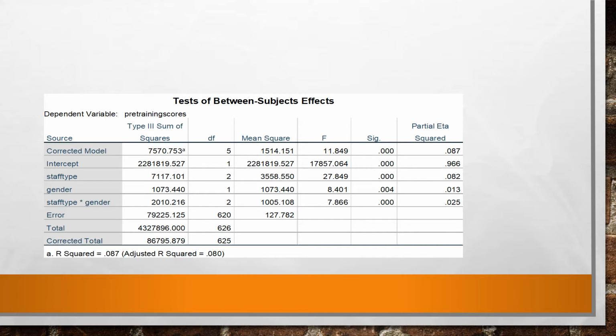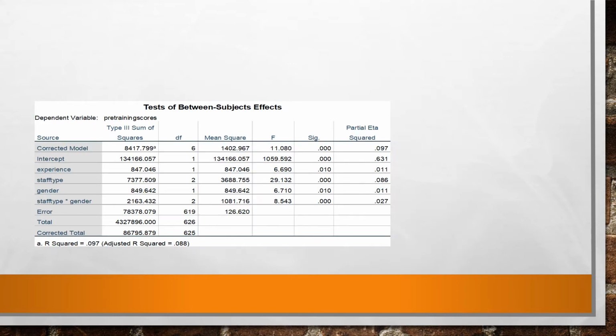As you see listed here, for staff type, the SIG value was less than 0.05, which means rejection of the null hypothesis. So staff member type has a significant effect on the pre-training scores. Gender also has a SIG value that is less than 0.05. So in that case as well, it's a rejection of the null hypothesis. Gender also has a significant effect on the pre-training scores. Moving to the next slide here.